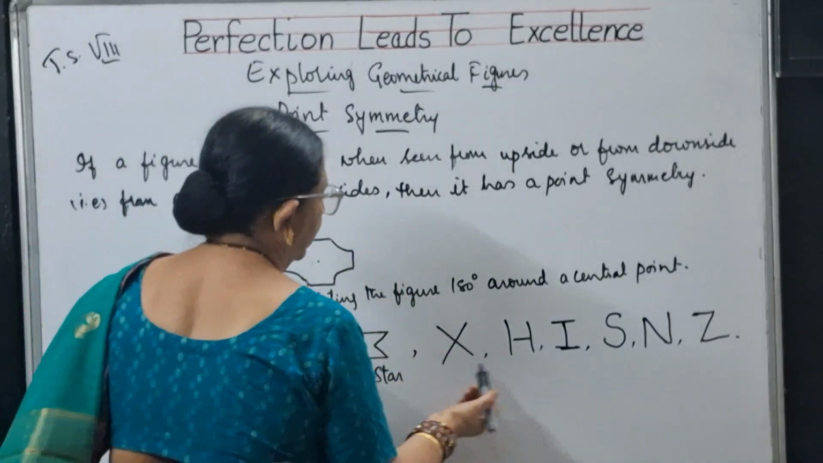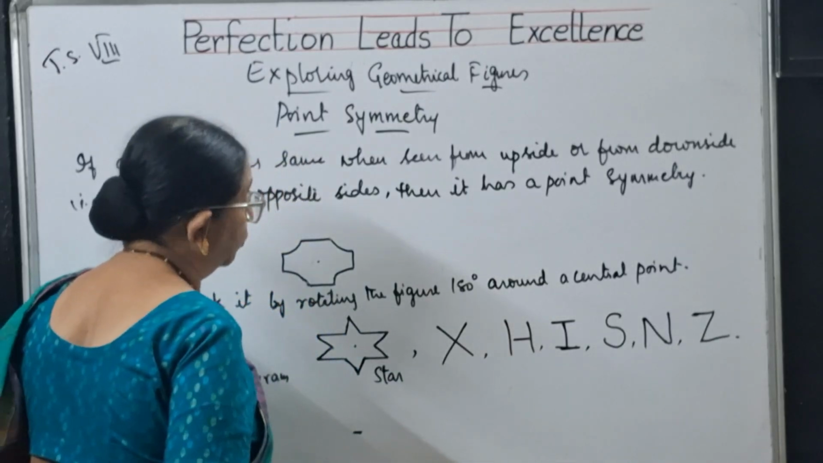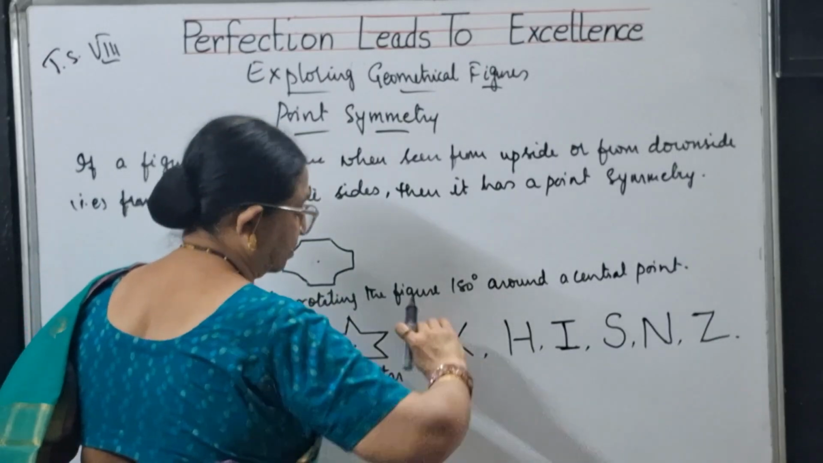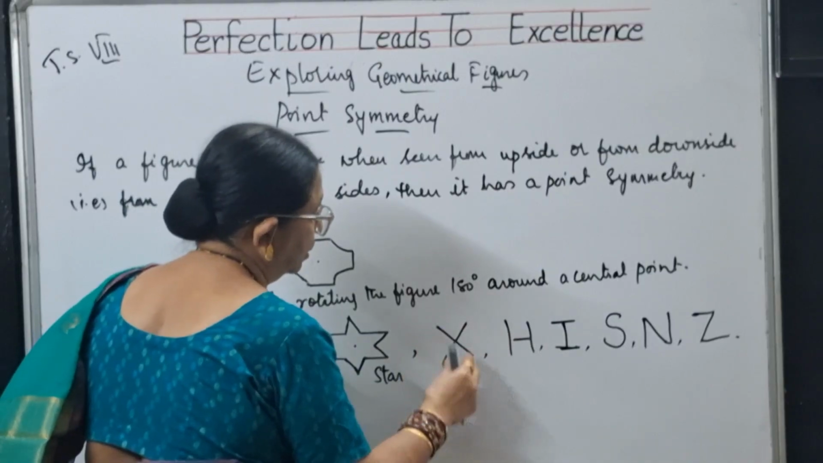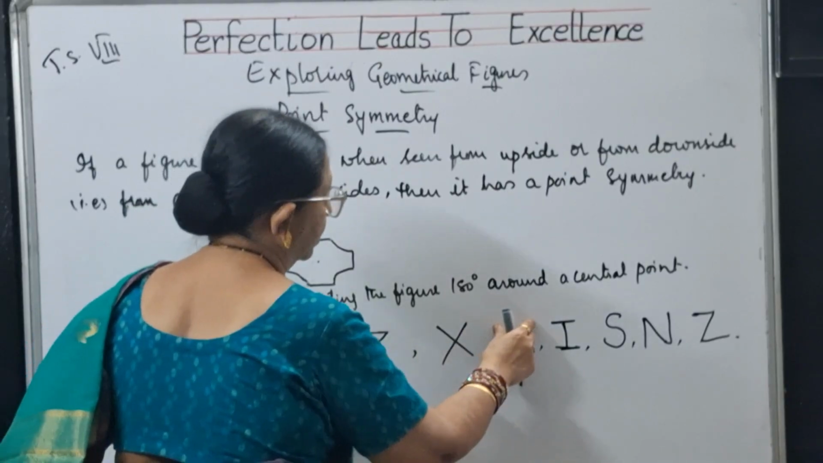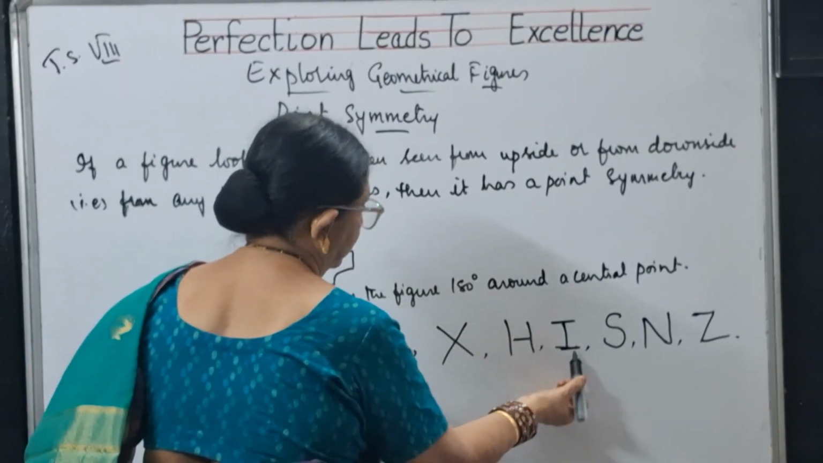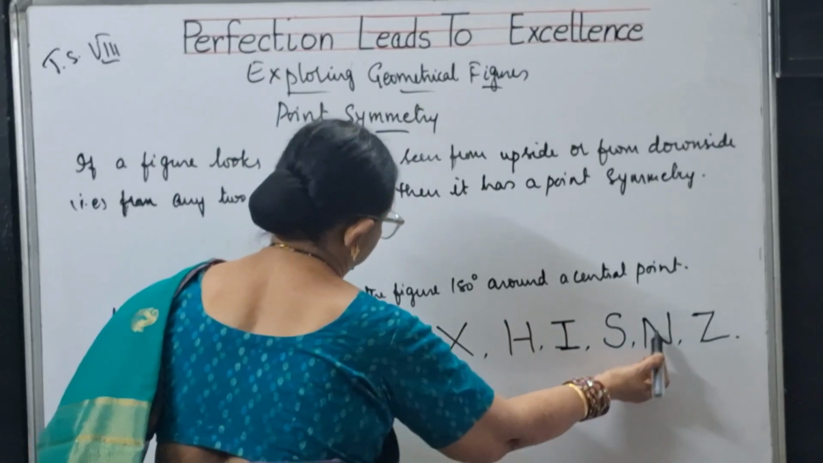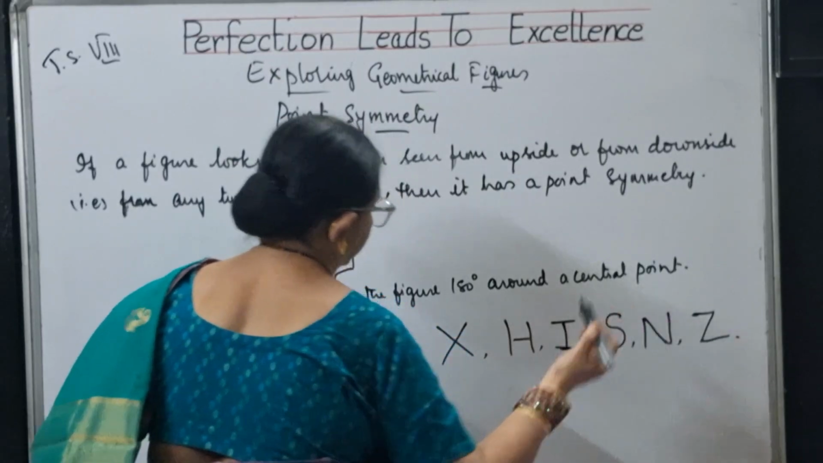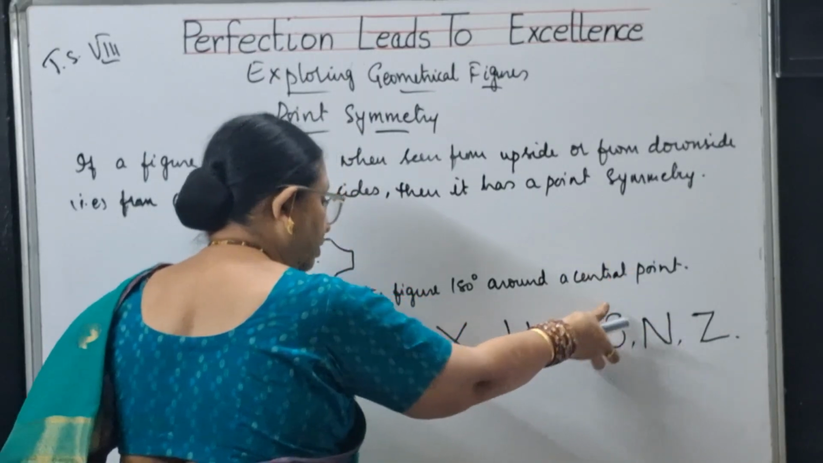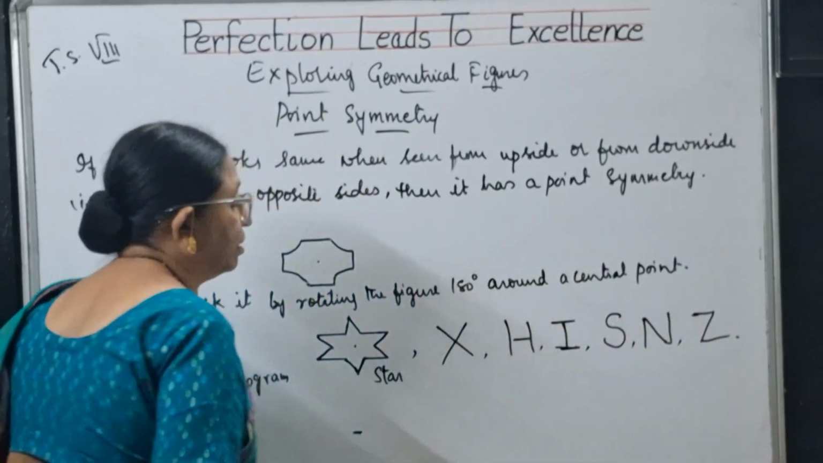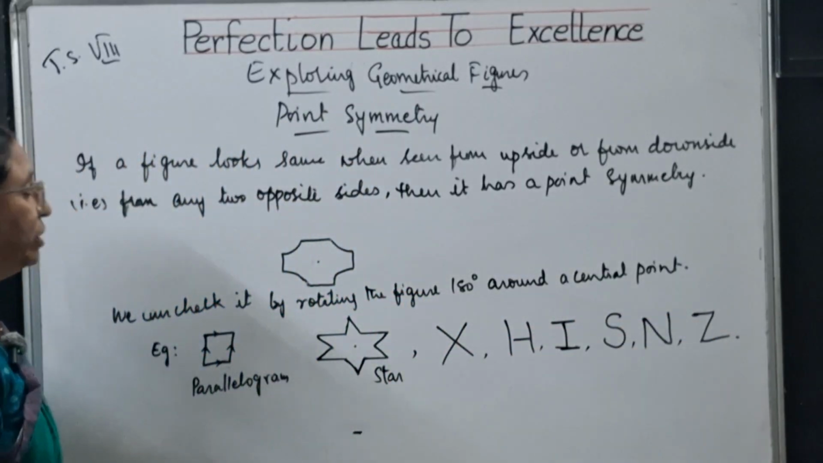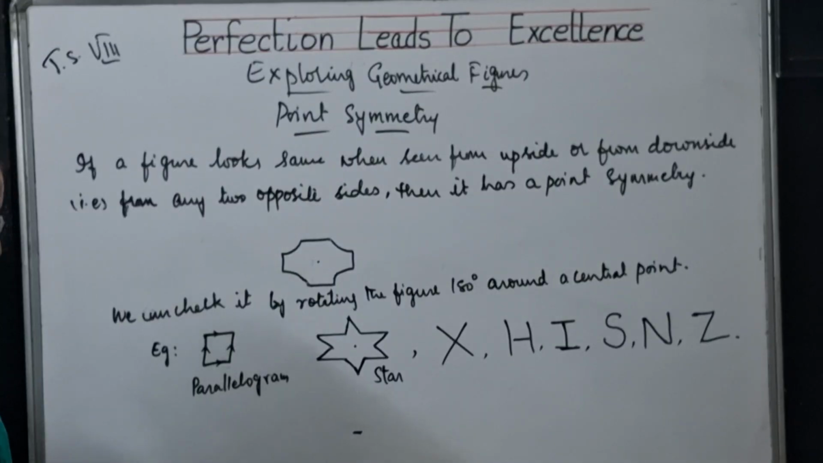In the same way, the English alphabets, in that letter X, you can rotate it. Even if you rotate, see from here and here, it looks like letter H, letter I, letter S, letter N, letter Z. These all, when you rotate it 180 degrees, you are getting the same figure. This kind of ones are called point symmetry.